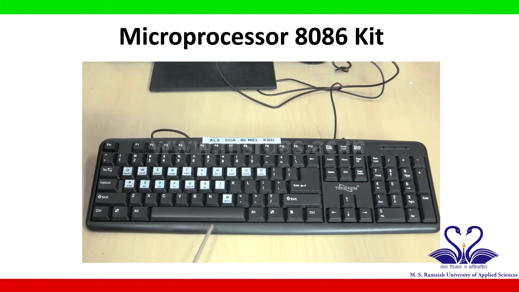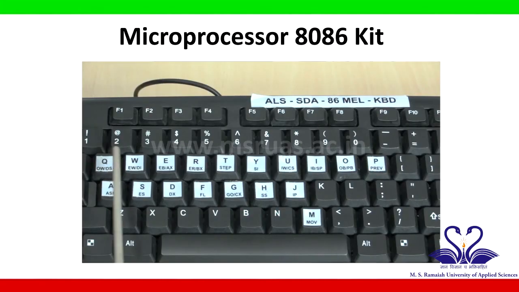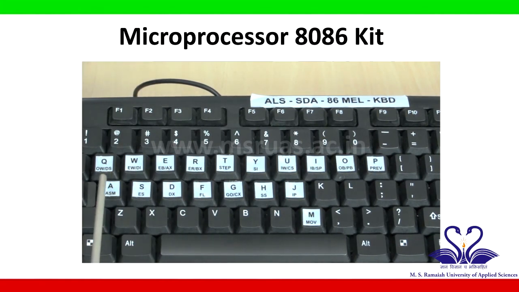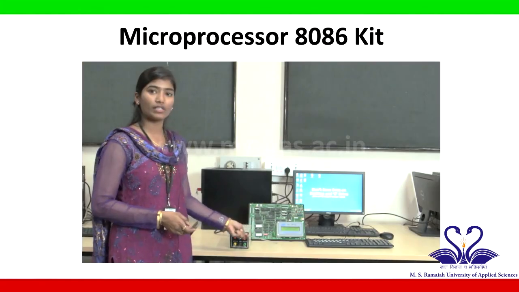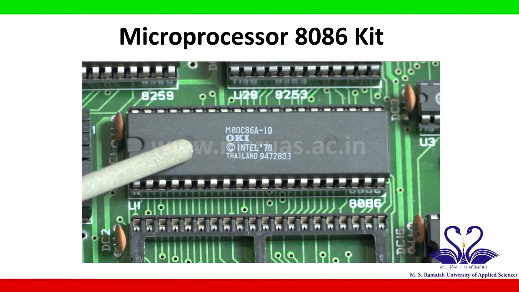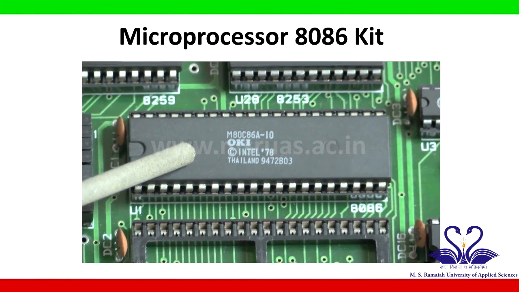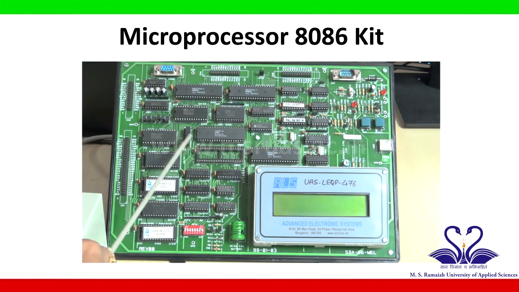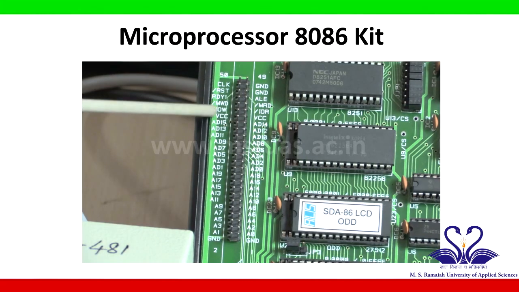Keyboard. The keyboard is used to enter the assembly language program into the microprocessor kit, and the highlighted keys are special keys which are used to enter the command into the microprocessor kit. Microprocessor kit. This is the microprocessor kit which consists of the central processor as 8086 IC, which is a 16-bit processor which has 16-bit ALU. It has 40 pins. All the pins are brought out towards the left for external connection.